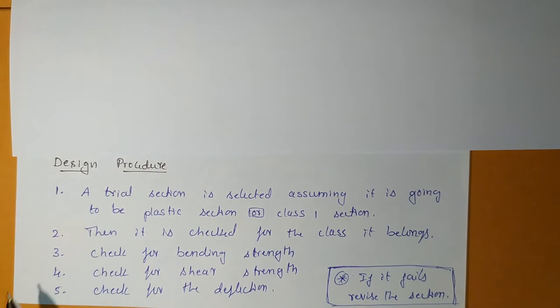This is the design procedure. In the first step, a trial section is selected, assuming it is a plastic section or class 1 section. Then it is checked for the class it belongs to. In the third step, we check for bending strength. In the fourth step, we check for shear strength. In the fifth step, we check for deflection. If it fails, we revise the section, change the dimensions of the section, and once again follow this procedure to design a beam.